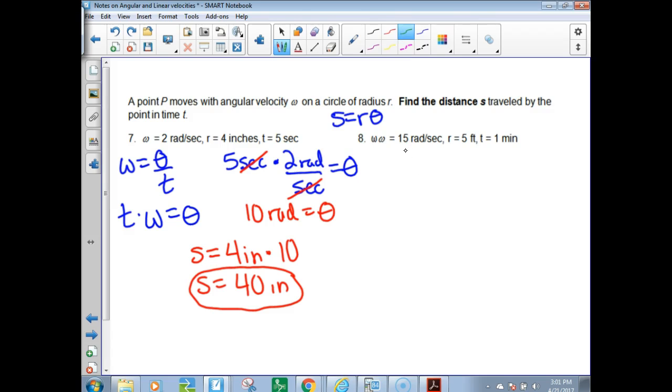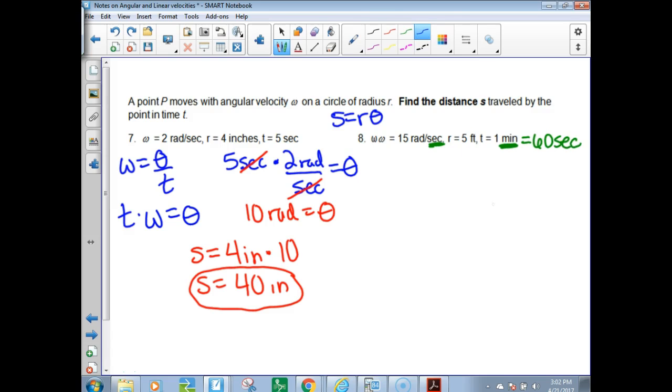I've got the same problem. I have omega, radius, and time, and I want S. So I'm going to have to use my time again. 1 minute. Uh-oh. I have 15 radians a second, and this is 1 minute. I'm thinking it's going to be easiest for us to just convert 1 minute to seconds, don't you? So let's say that we know 1 minute equals 60 seconds.